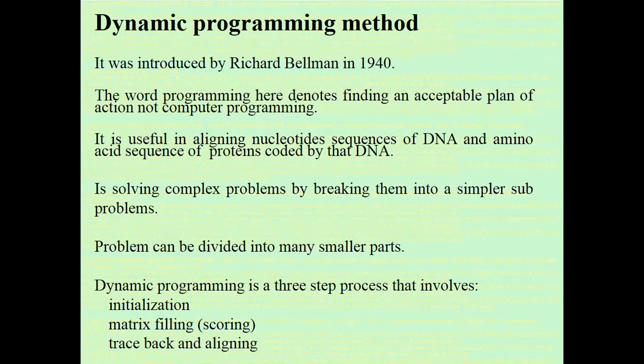The dynamic programming method was introduced by Richard Bellman in 1940. The word programming here denotes finding an acceptable plan of action, not computer programming. As we already discussed, it is the set of rules that helps to solve the alignment problem. It is not the specific programming of a computer language. It is useful in aligning nucleotide sequences of DNA, amino acids, and proteins. The dynamic programming method helps to solve complex problems by breaking them into simpler problems. A problem can be divided into many smaller parts.